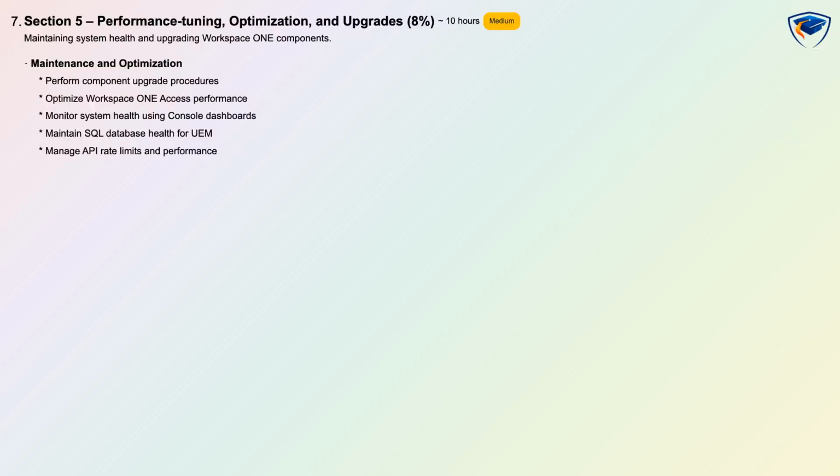Section 5 Performance Tuning, Optimization, and Upgrades is 8%, medium difficulty, with approximately 10 hours of study and a mix of hands-on and conceptual assessment tasks. You will learn maintenance and optimization practices including component upgrade procedures, optimizing Workspace 1 Access performance, monitoring system health via console dashboards, maintaining SQL database health for UEM, and managing API rate limits and overall system performance. These operational skills help sustain a healthy production environment and reduce downtime during upgrades and peak loads.